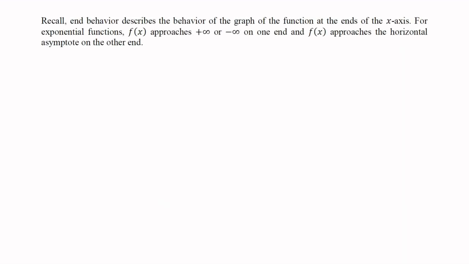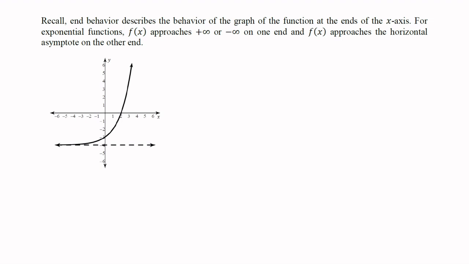Let's talk a little bit more about end behavior. Recall that end behavior describes the behavior of the graph of the function at the ends of the x-axis. For exponential functions, f of x approaches positive infinity or negative infinity on one end, and f of x approaches the horizontal asymptote on the other end.